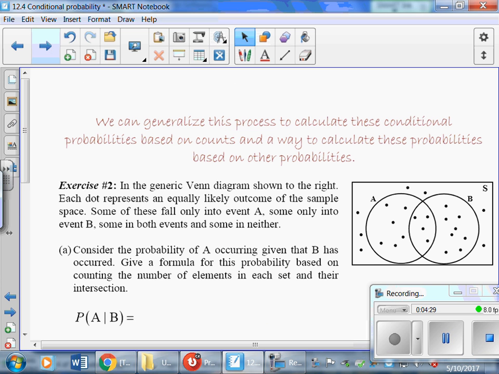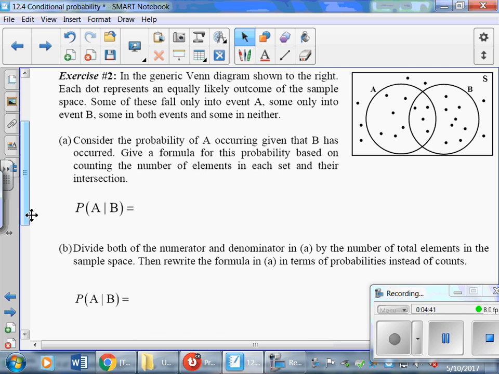So we can generalize this process to calculate these conditional probabilities based on counts, and a way to calculate these probabilities based on other probabilities. So let's take another look at an exercise. In the generic Venn diagram shown to the right, each dot represents an equally likely outcome of the sample space. Some of these fall only into event A, some only into event B, but some in both.